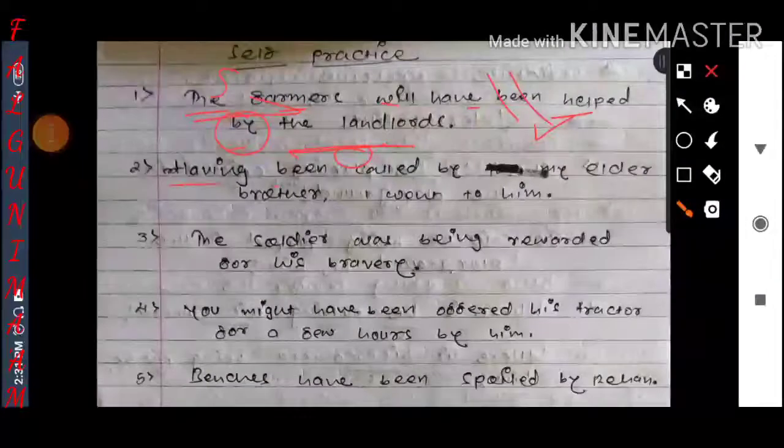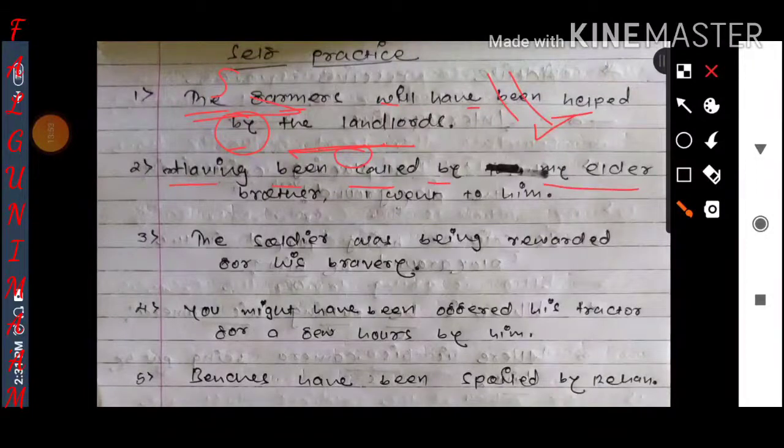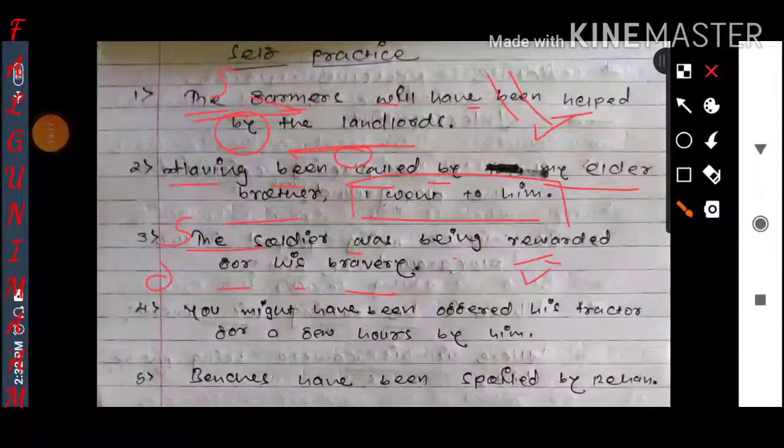Second one, having been called by my elder brother, I went to him. I went to him. There is no change in this sentence. Third, the soldier was being rewarded for his bravery. Now the soldier is subject here, rewarded is verb, but we do not have any object. Why there is no need of object? Because soldiers को award दिया जा रहा है, तो definitely by government or by authority. So whenever we convert this sentence into active one, that time we need subject. So we have to choose subject according to sentence.